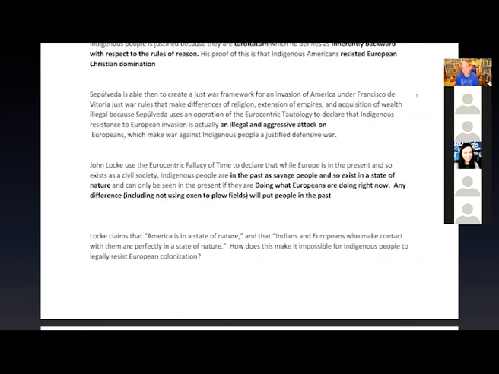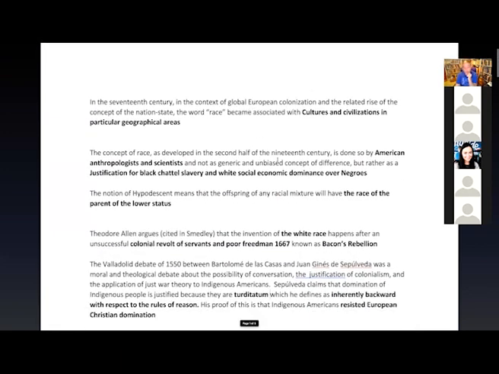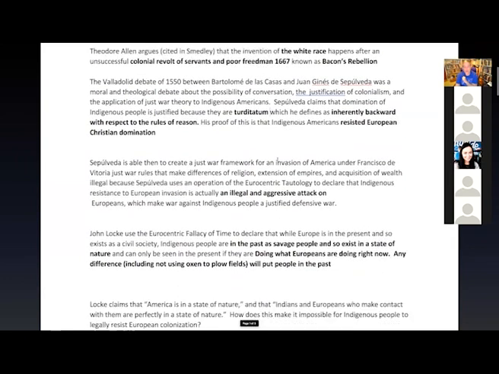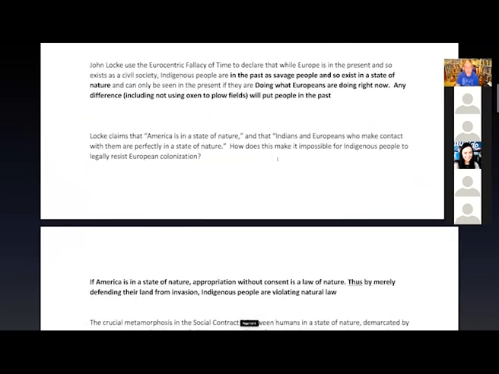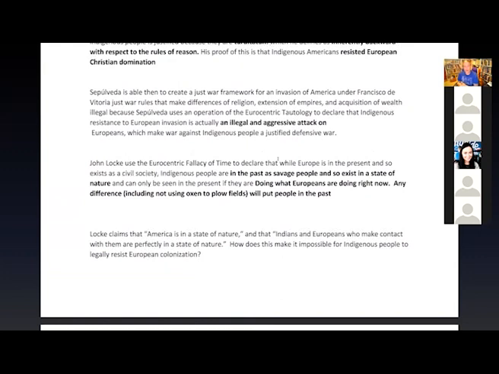Any other questions about where we're at? We've looked at some of the early concepts, a little bit from the Sepulveda essay, and then we're going to look at a couple here around the racial contract, and also some other stuff about the Eurocentric tautology. Anything else? You can jump in at any point if you do have questions.